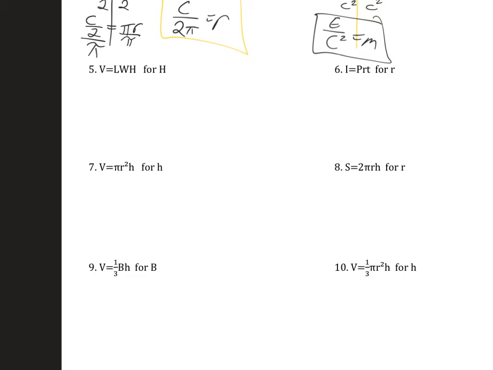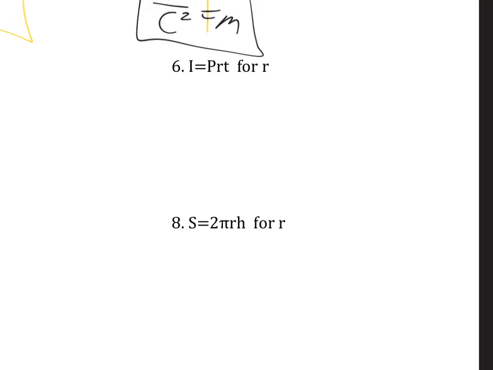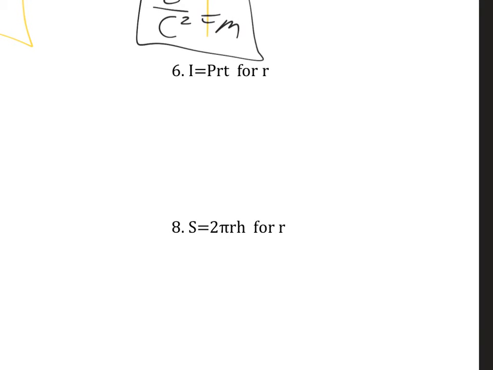Okay, so it looks like we're looking for H. Let's highlight the H to show that's what I want. Then you should have divided both sides by LW. Or you could have done divide by L, divide by W. It would not matter. And that is our answer. Perfect. Go ahead and try this next one on your own.